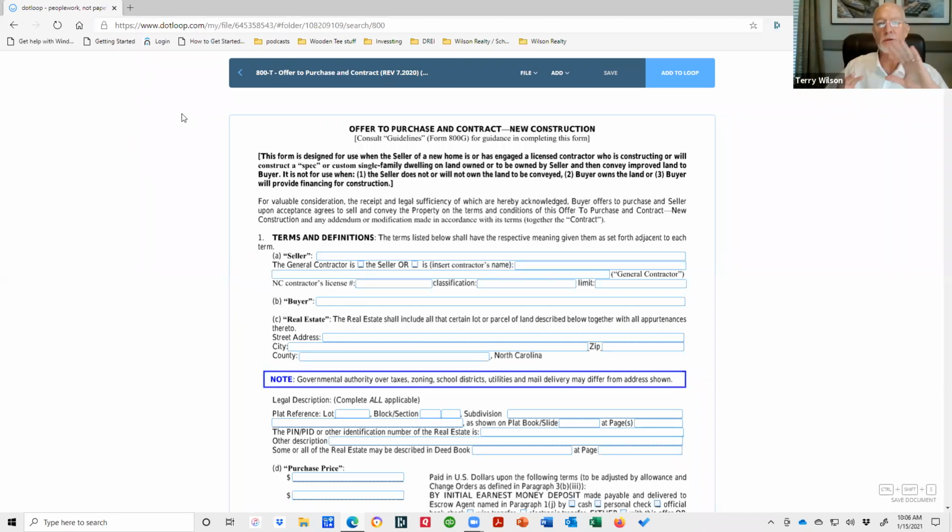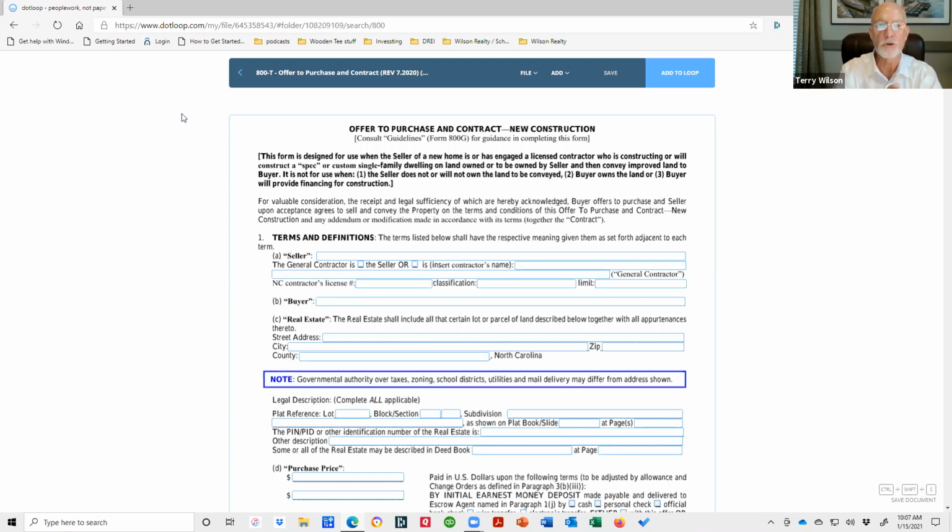First of all, before I get into this, the bottom line is this. This form is used when the builder owns the land and the builder is funding the construction. That's the essence of this form. That's what you want to remember. If the builder does not own the land or the builder is not financing the construction, then you do not use this form. It's a really weird form.